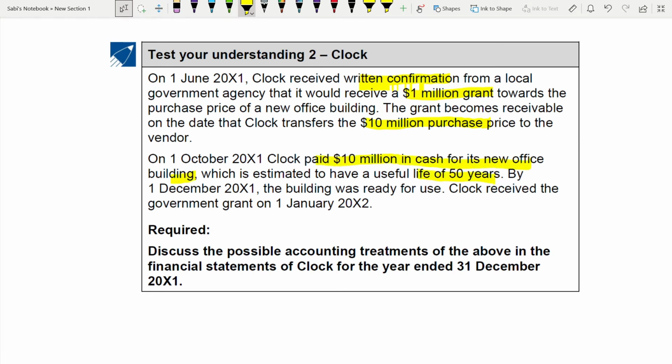useful life of 50 years. 1st December 2001, building was ready for use. Clock received government grant on 1st of January 2002. So on 31st December 2001 only, they want to know what is the possible treatment.